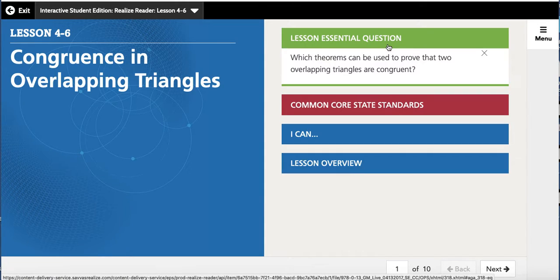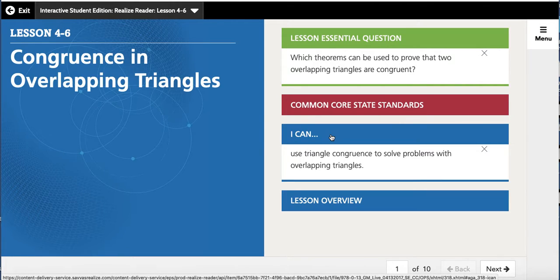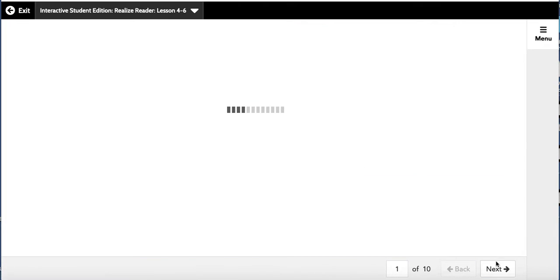The essential question is, which theorems can be used to prove that two overlapping triangles are congruent? In the end, you will be able to use triangle congruence to solve problems with overlapping triangles. Moving on to example 1.